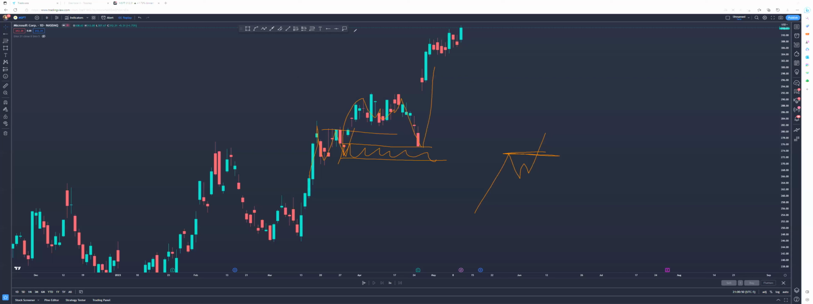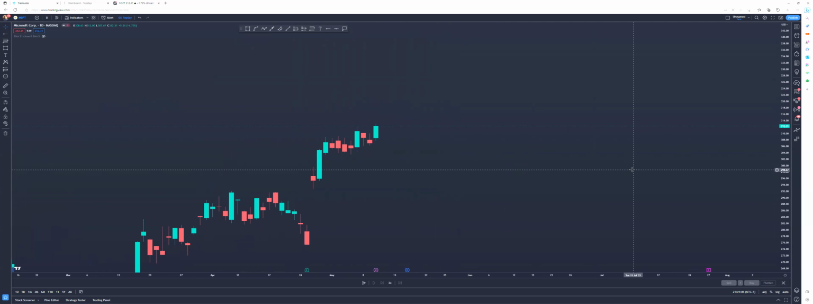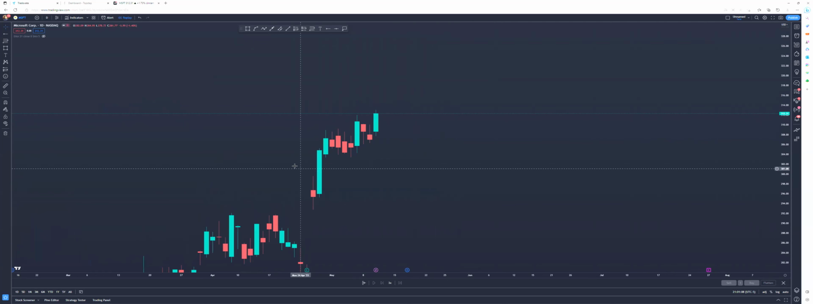It's simple. If you're in my chat, what do I tell y'all all the time? Keep trading simple. It's not hard. They make the chart seem hard to confuse you, but it's really not as hard as people make it seem.